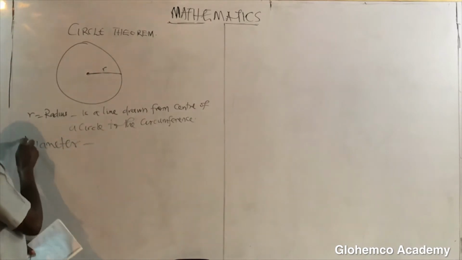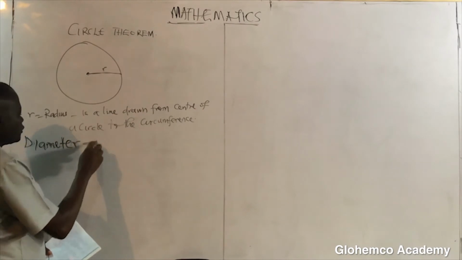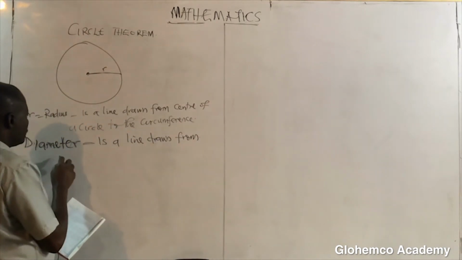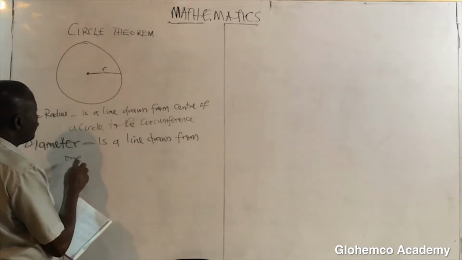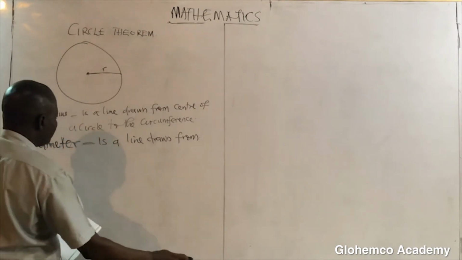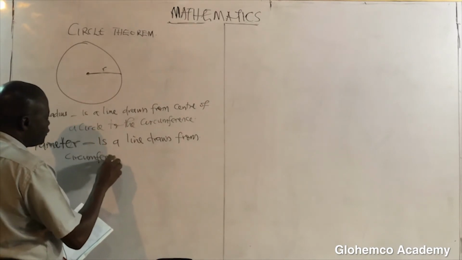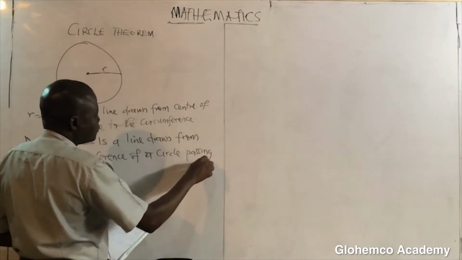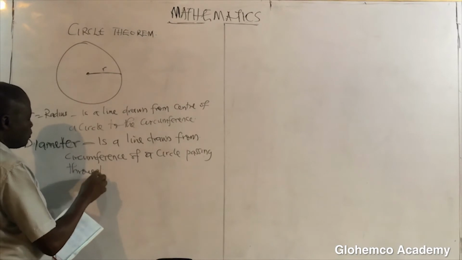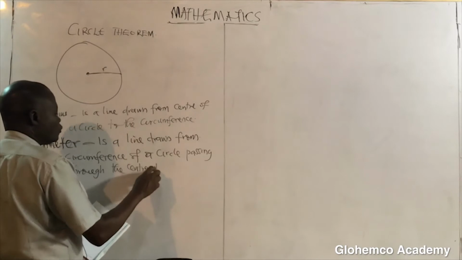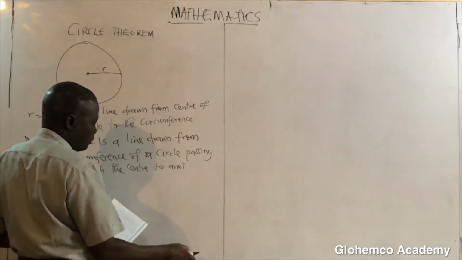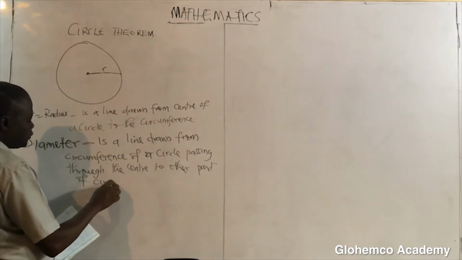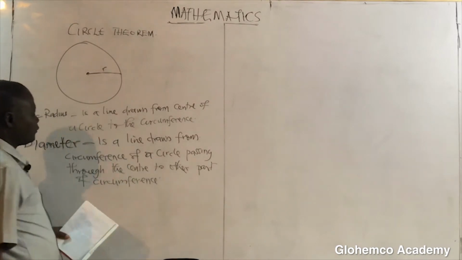Diameter is a line drawn from a circumference of a circle, passing through the center to other part of circumference. It is called diameter.